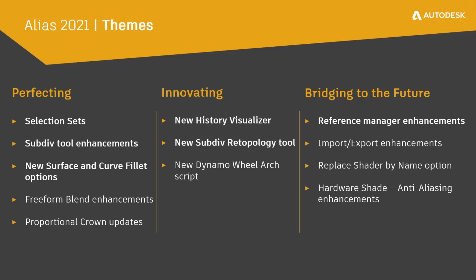Other things to highlight here are the history visualizer, a new window, a new panel for viewing history and being able to reconnect and use history in your daily work. Reference Manager continues to have its enhancements from 2020, but also in 2021 we had the ability to use assemblies and work with assemblies in Alias using the Reference Manager as a core component of that. And then there's a number of things to do with replacing shaders and data translation that we'll talk about in the last session.